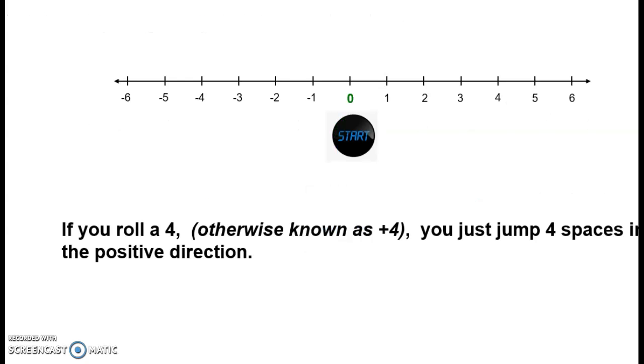So let's think about playing this game, and we're going to move along this number line. Remember, we're always starting at 0 because that is our neutral home. All right, if you roll a 4, otherwise known as positive 4, you just jump 4 spaces in the positive direction. So we start at 0, we jump to 1, 2, 3, 4, and that is where we land at 4. Remember when you are jumping, you're starting at 0. Your first jump is when you jump on the 1.